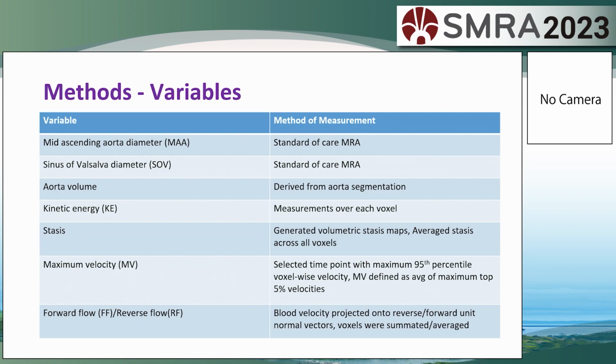For the maximum velocity, we selected the time point which had the highest 95th percentile voxel-wise velocity, and then the maximum velocity was defined as the average of the maximum top 5% velocities at that specific time point. And then forward flow and reverse flow were assessed through projecting blood velocity onto the reverse and forward unit normal vectors.